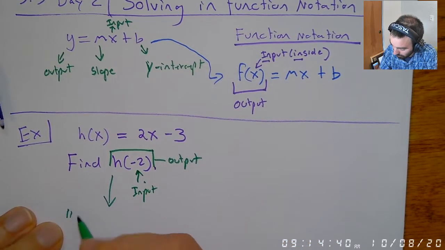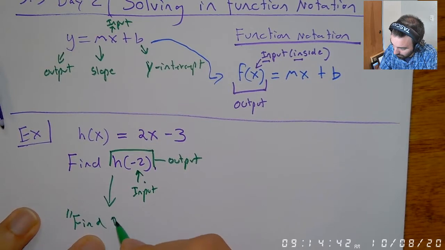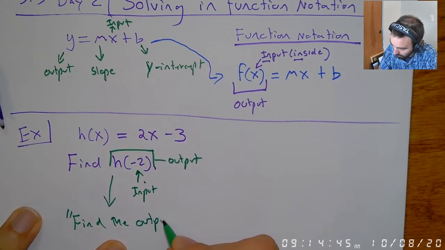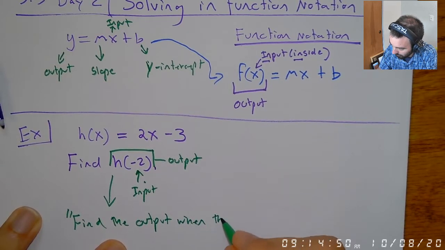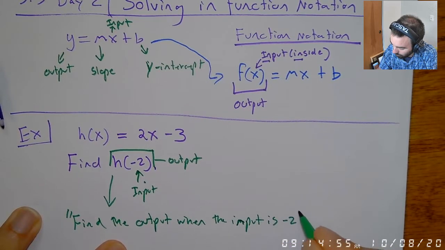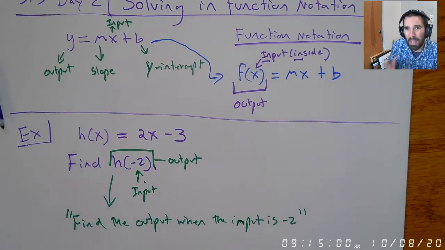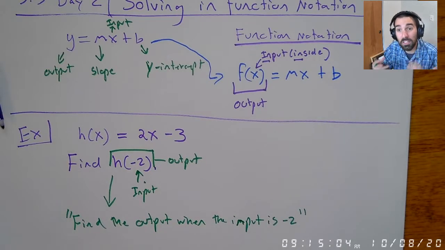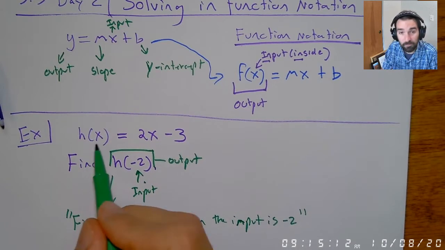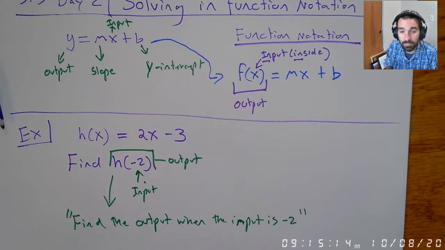So here we might say this. It says find the output when the input is negative 2. That's what this is saying, but it's saying it in math. Remember, math is a language, which is why it can get so confusing, because we're learning another language, right? So this is saying find the output when the input is -2.